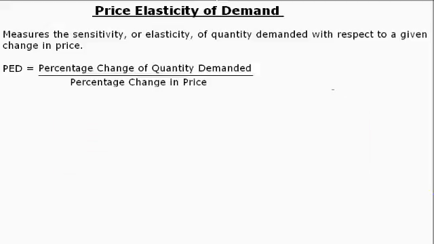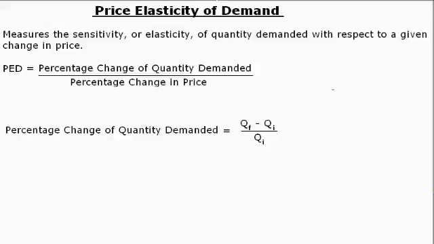In order to fully appreciate the price elasticity of demand equation, you have to understand what the percentage change actually means and how you calculate it. We calculate the percentage change of quantity demanded by dividing the difference of the final quantity Qf and the initial quantity Qi by the initial quantity Qi, and then converting it to a percentage by multiplying by 100%.